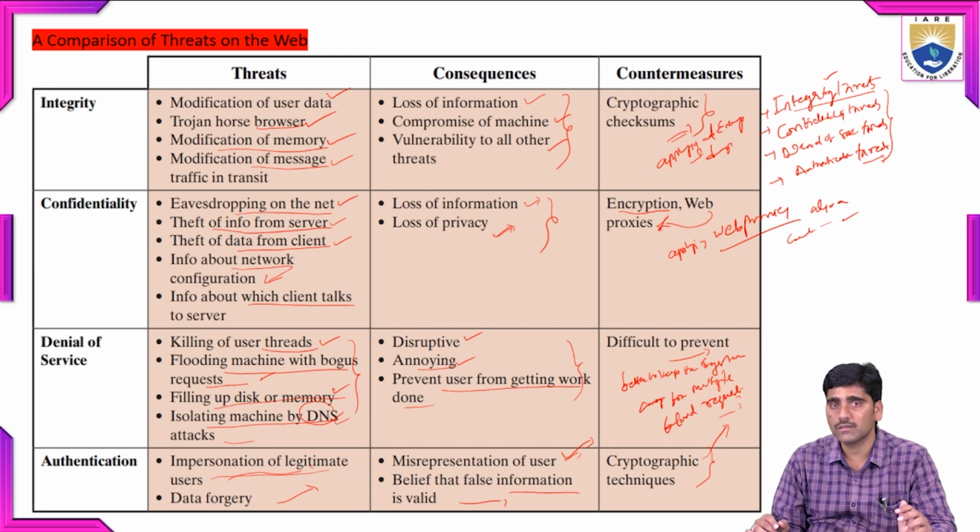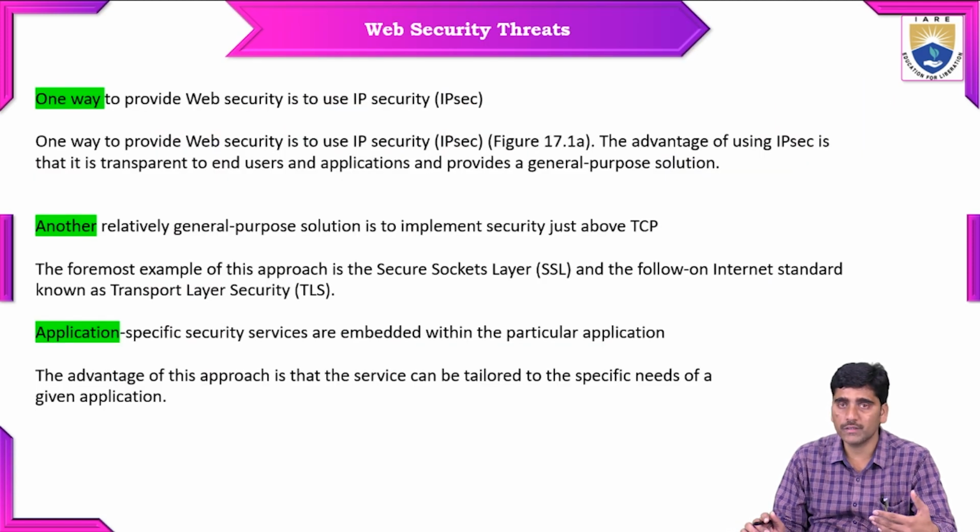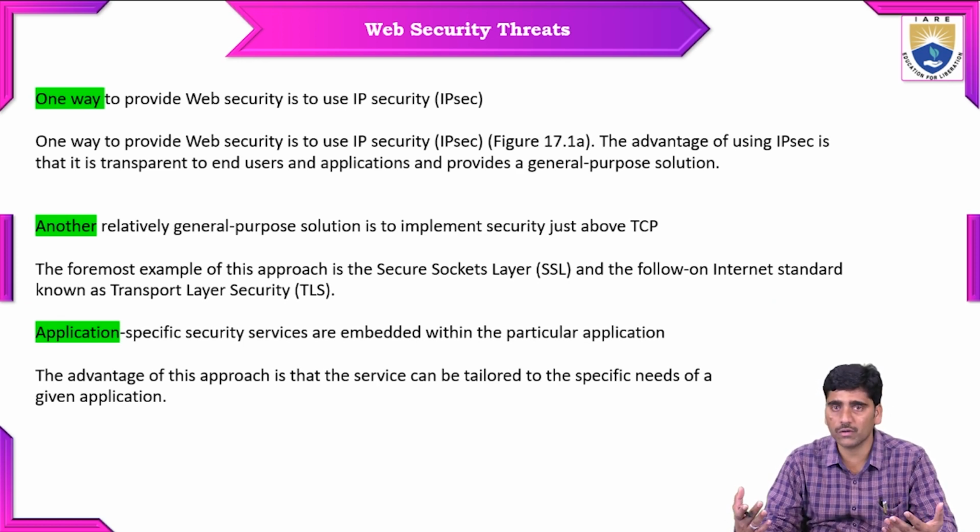So these are all the different types of threats that are available for the web, the consequences we are going to face from the threats, and the countermeasures we are going to use to stop these integrity threats, confidentiality threats, denial of service threats, and authentication threats. From this point of view, how are we going to overcome all these web threats and stop them from occurring in the web service?